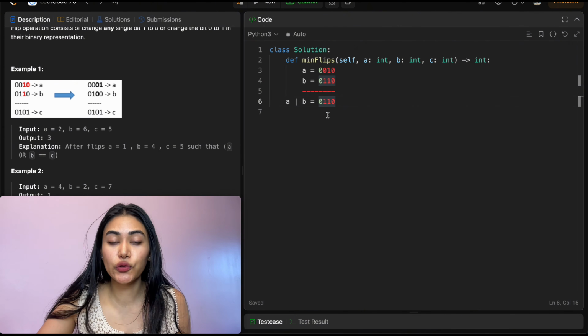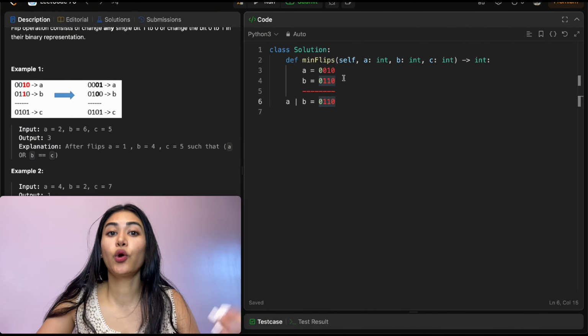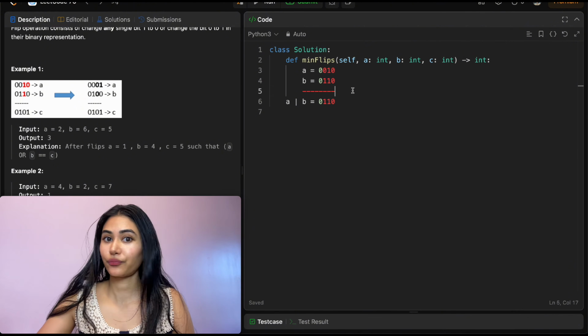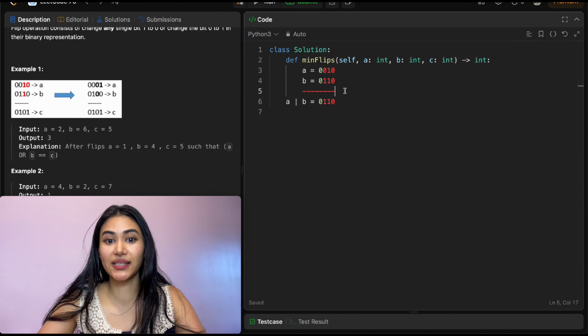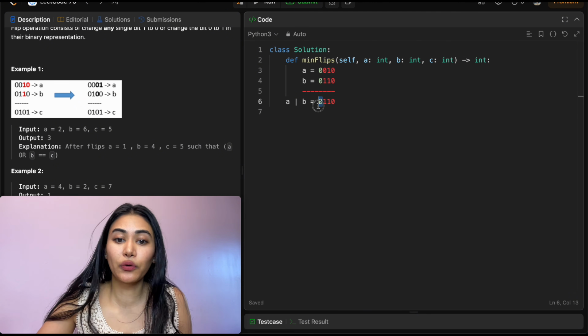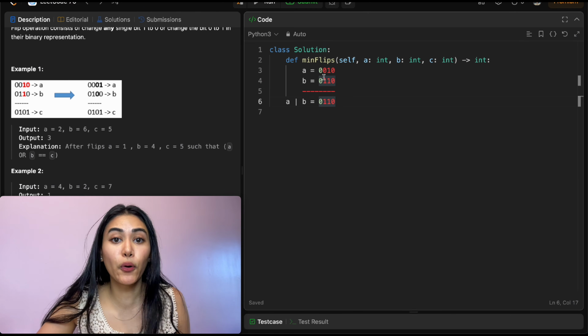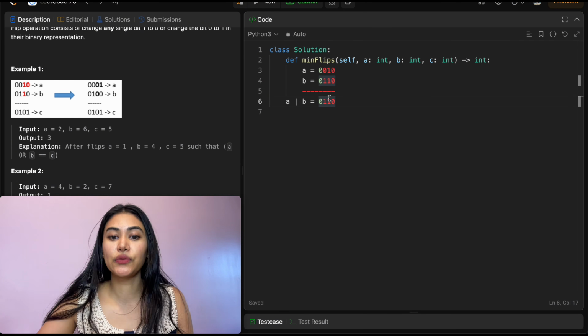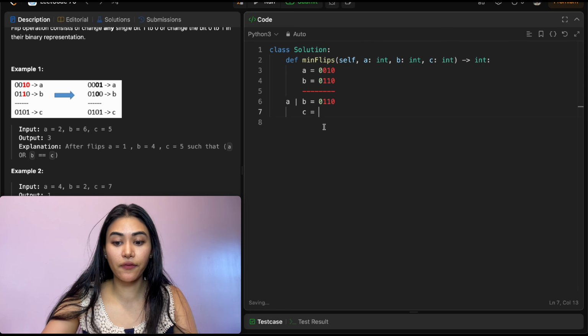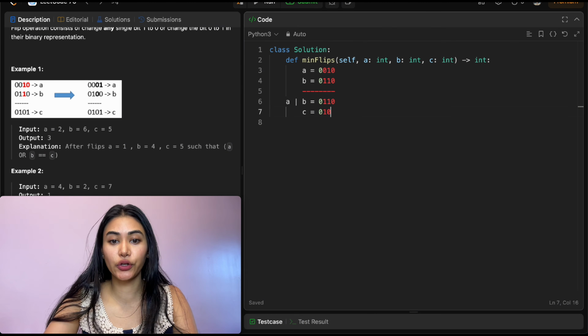0 ORed with 1 is also 1, because remember, with an OR, either A or B needs to be 1 to get a 1. It could be A, it could be B, it could be both. It's going to be a 1. And the only time we're actually going to see a 0 in an OR is if both A and B are zeros. So this is A or B. Now what's C? C is 5, so in binary that's going to be 0, 1, 0, 1.